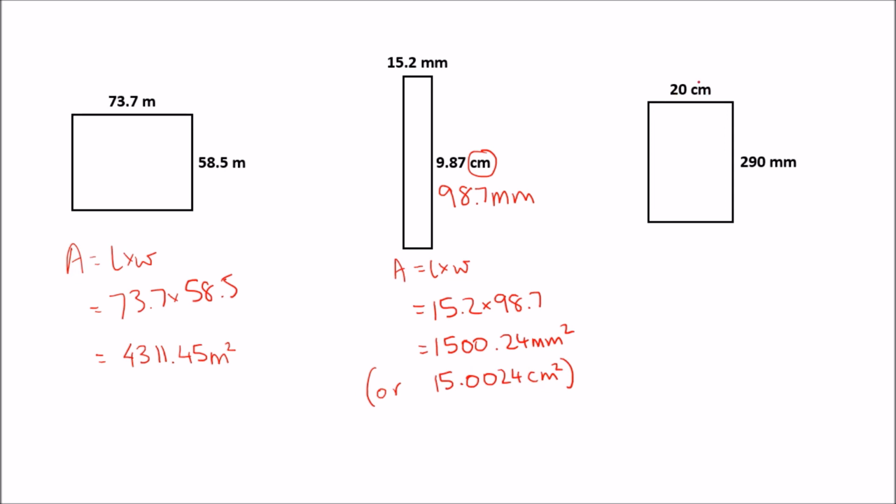Okay, over here we've got centimetres and we've got millimetres. So I'm just going to go like this, and I'm going to change that to a C. So now it's all in centimetres. So area being length times width, which is 20 times 29. So our final area here is 580 centimetres squared, 2 dimensions. Okay, those are 3 examples for you.